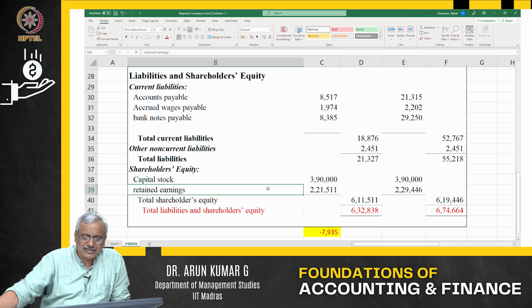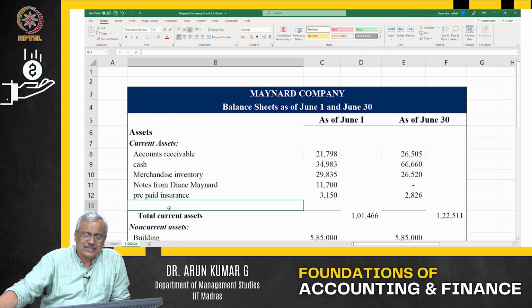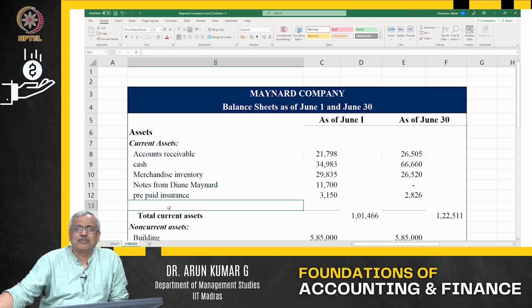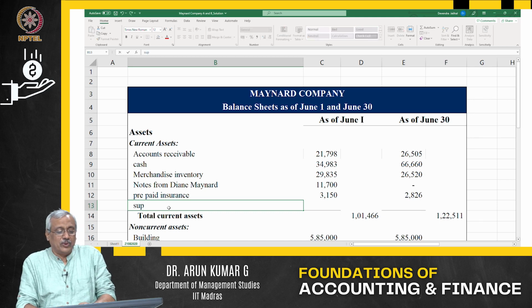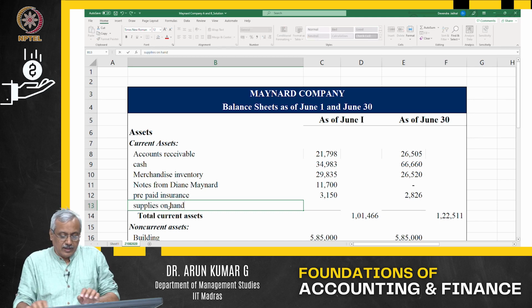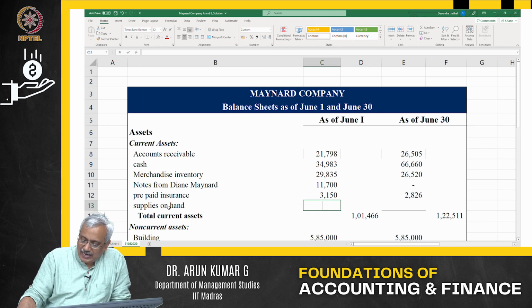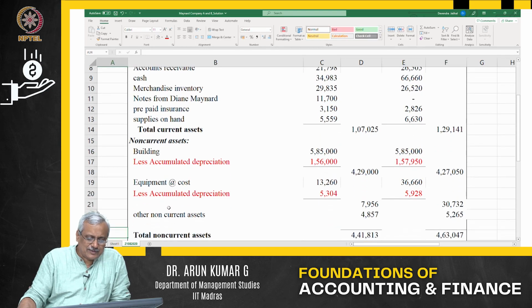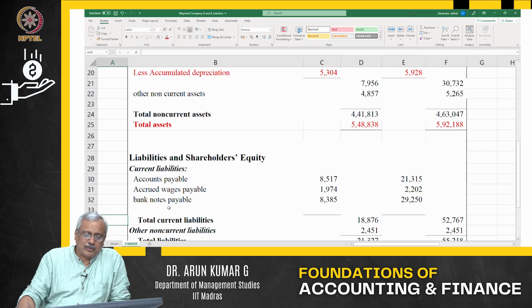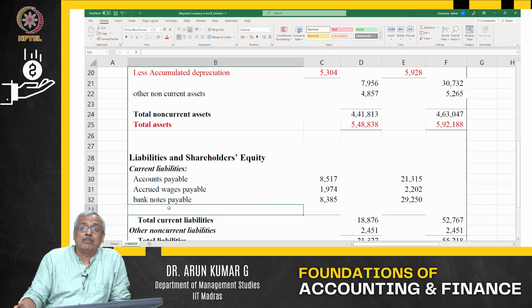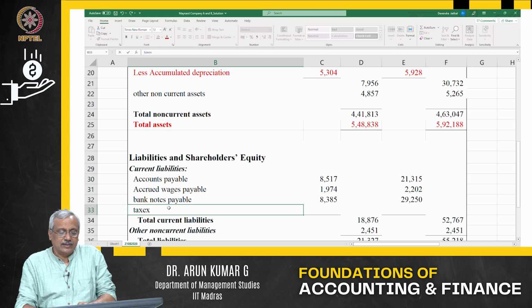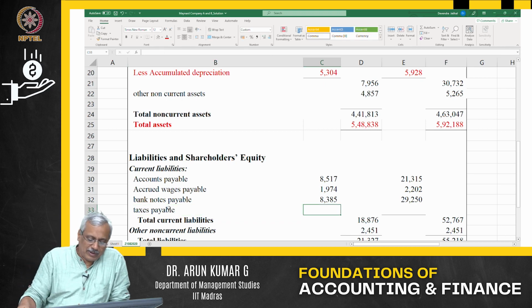Last two items, supplies on hand. Supplies on hand is always a current asset for you. Supplies, maybe some lubricants, some things, it is your own, something which you own. What is the amount of supplies on hand? 5559 and then 6630. Then you have taxes payable. Taxes payable, what is it? It is a current liability. Payable, it is a current liability, of 5700 and 7224.